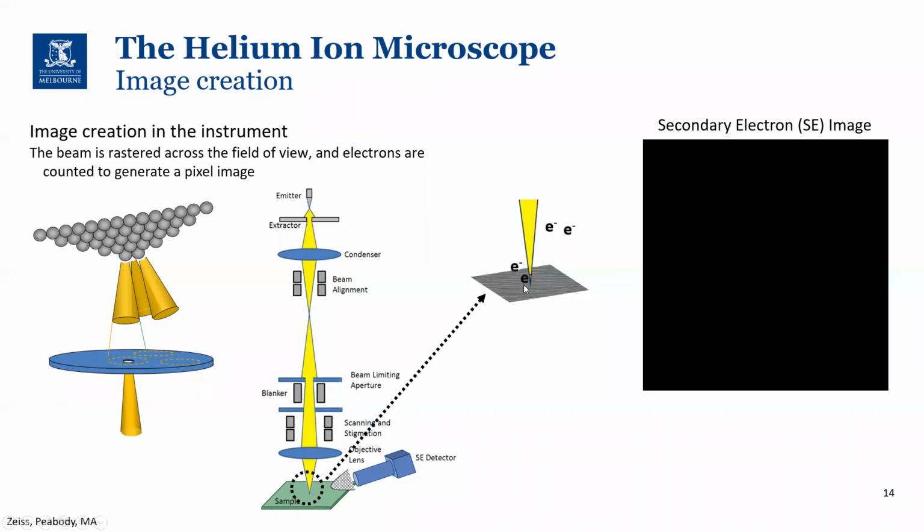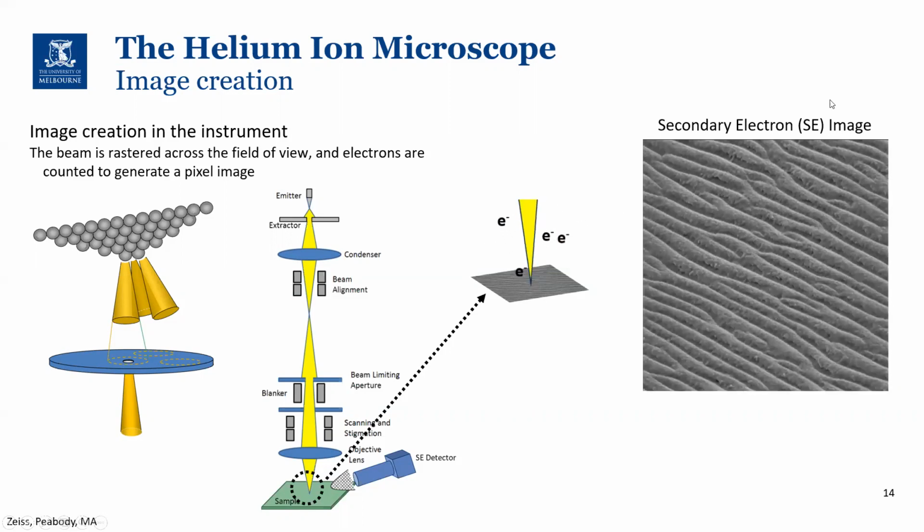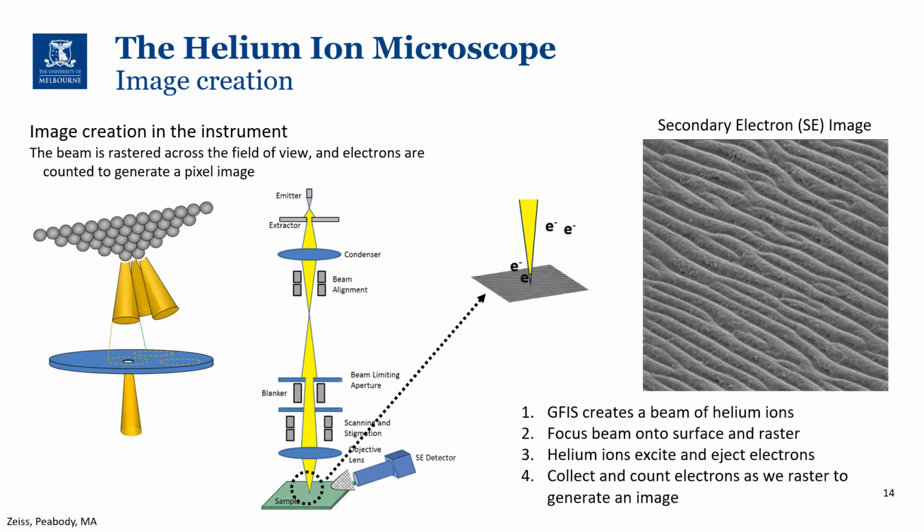So the helium ions are stimulating secondary electron emission from the surface, and we then collect those secondary electrons within a fairly standard Everhart-Thornley secondary electron detector. We raster that beam down and we count the electrons. So what we get, just like in an SEM, is a rastered secondary electron image that would look something like this on the right. So that's the basic process for the helium ion microscope, and you'll see that it is really not significantly different to the SEM. The big difference is in the way that we generate the source.